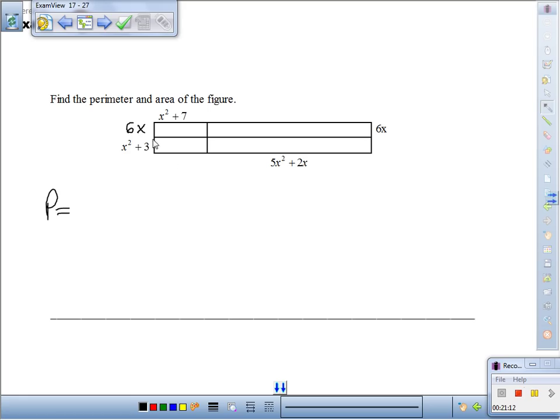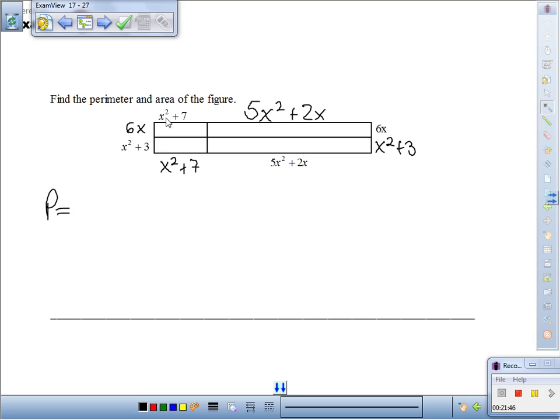What does this little space underneath measure? x squared plus 3. That means I need to label this one x squared plus 3. What does this one up here measure? x squared plus 7. That means this one down here is what? x squared plus 7. Same thing, if this one is 5x squared plus 2x, then that means I need to label this one 5x squared plus 2x. Focus, please. So now we can add all sides.